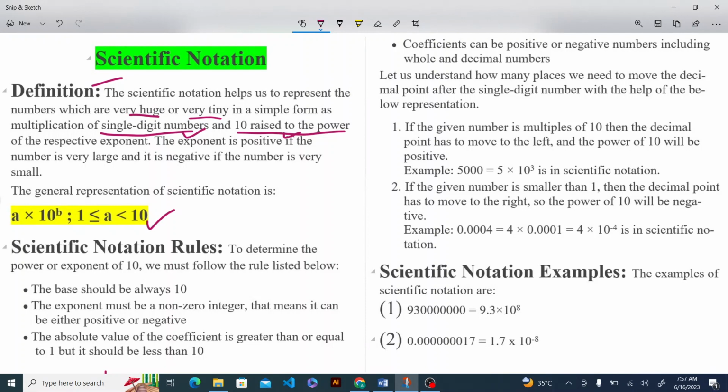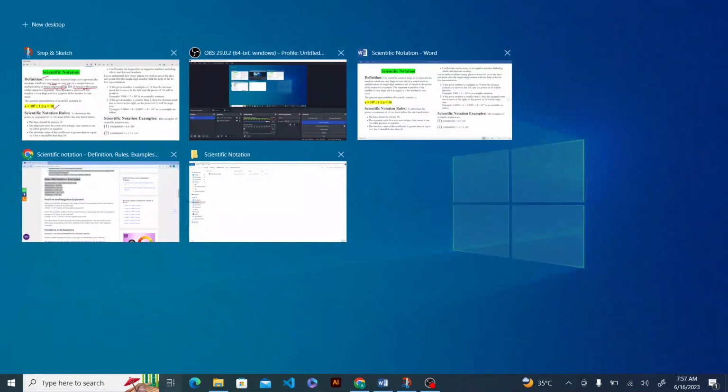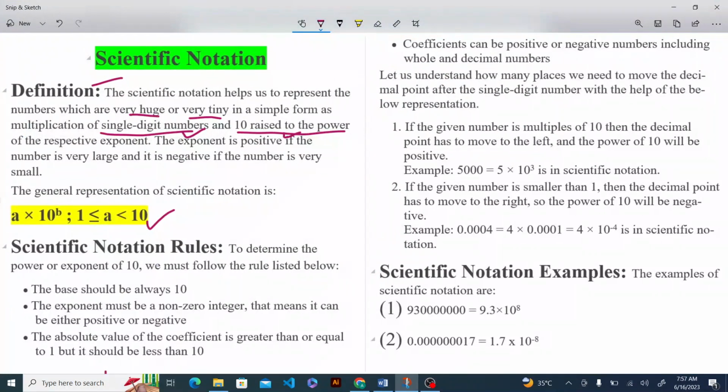Like, this is a single digit number a, multiplied by 10 raised to a specific power. B is the power, 10 is the coefficient. No, sorry, B is not the coefficient. B is the power and 10 is the base. 10 is the base and a is the coefficient here.